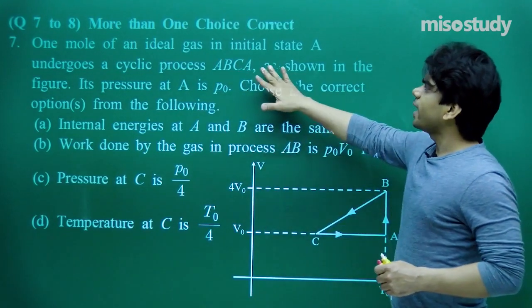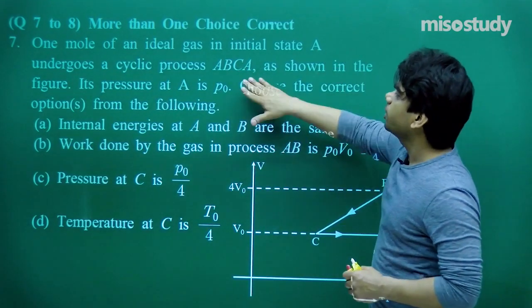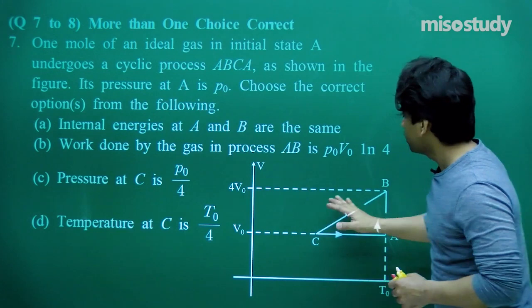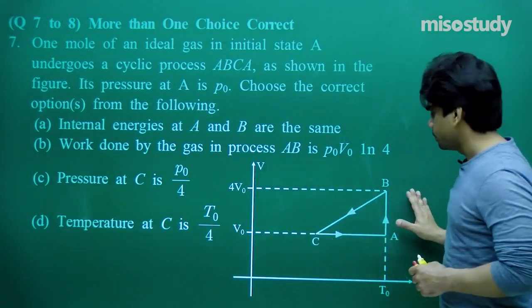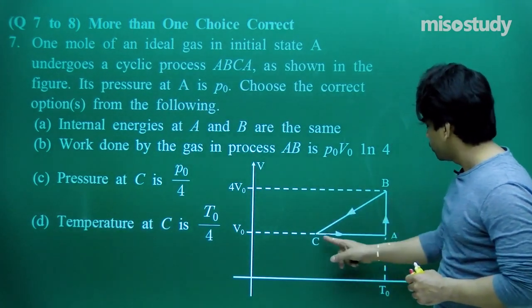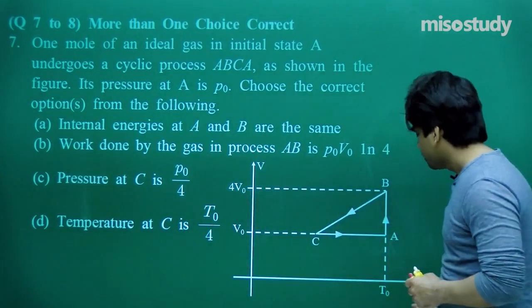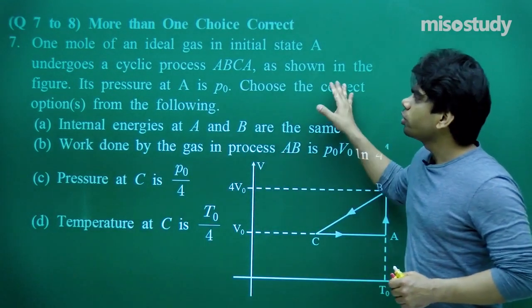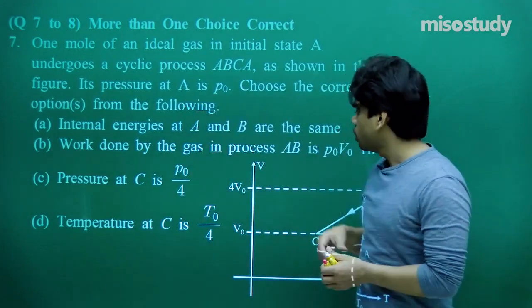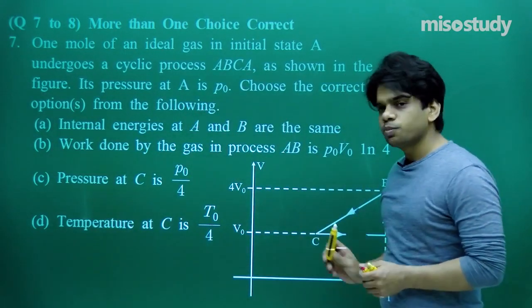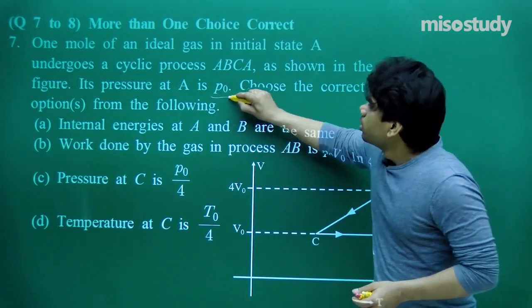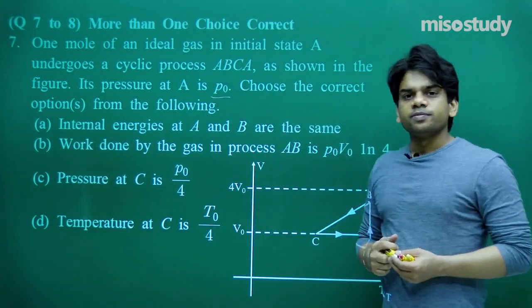1 mole of an ideal gas in initial state A undergoes a cyclic process ABCA. You can see the graph given here, A to B to C to A. It's a VT curve. Volume is on the y-axis and temperature on the x-axis. As shown in the figure, the pressure at A is P0. Choose the correct option from the following.